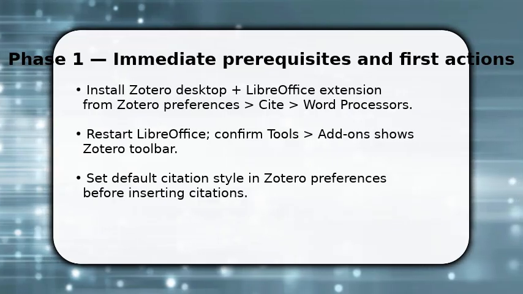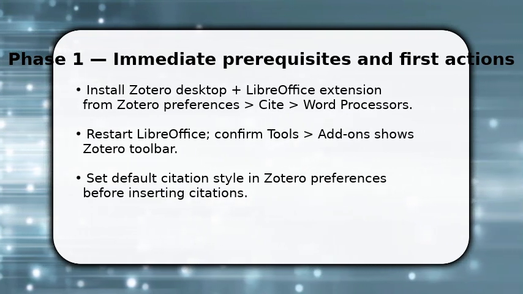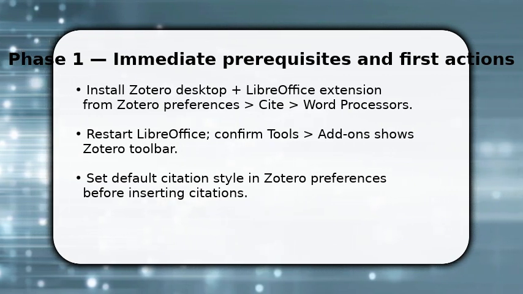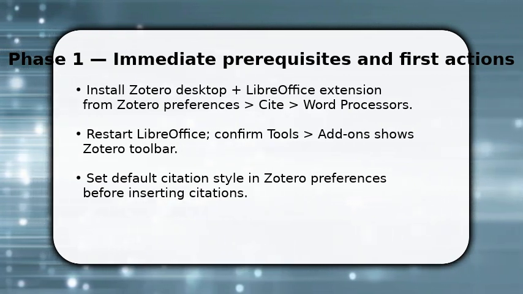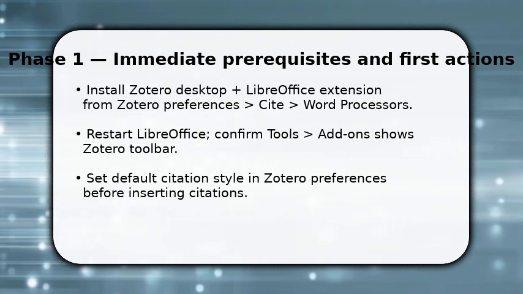You start with two essentials, Zotero Desktop and the LibreOffice extension installed. Open Zotero, pick a citation style and preferences, then install the LibreOffice plugin from Site Word Processors. Once done, restart LibreOffice so the toolbar loads.